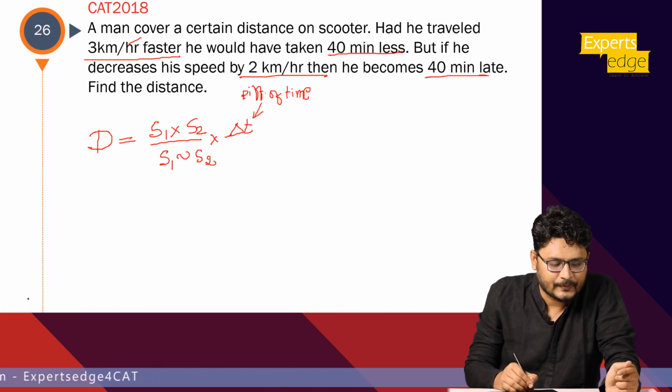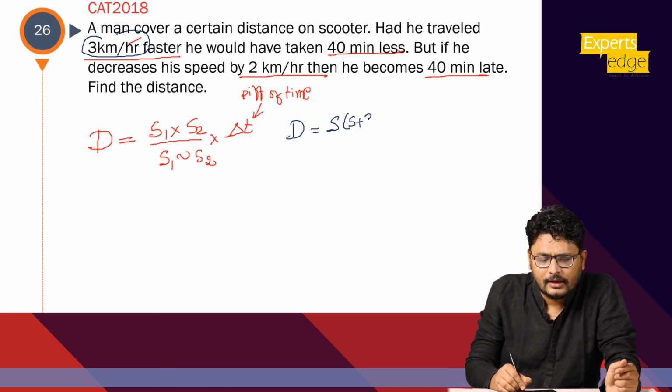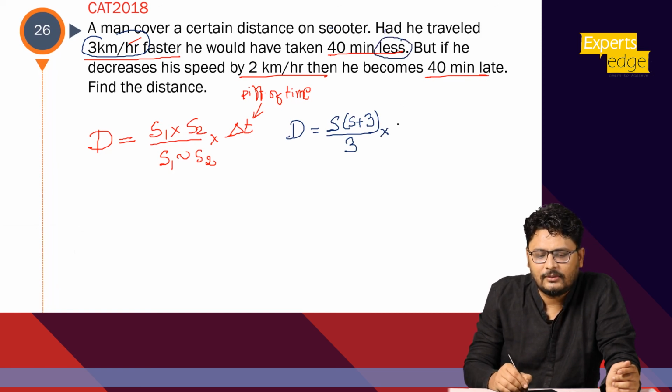Okay, so just plug in that formula, you will get the answer. So what it says here, had he traveled 3 kilometer faster, so let's say earlier speed मेरी s थी, so अभी की speed कितनी होगी? s plus 3. And what is the difference of s plus 3 and s? Nothing but 3. I just want a difference. And what is the difference of time? 40 minutes less. Do remember, less indicates nothing but the difference only.